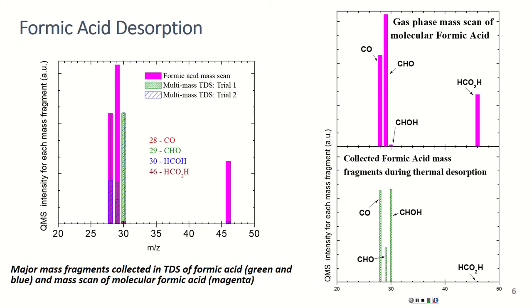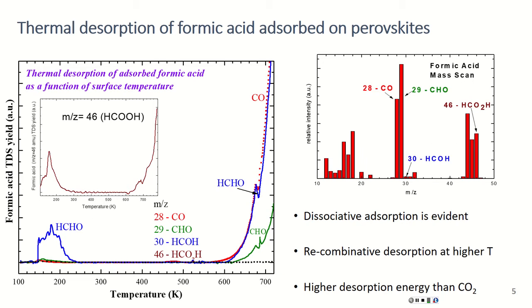Okay. So, we compared the gas phase mass scan and the desorption. Even at low temperature, there is some dissociation of this molecule. So you are talking about the dissociation temperature range. Yeah. So we see the desorption at a temperature of about 600 Kelvin, and there is a feature at 200.